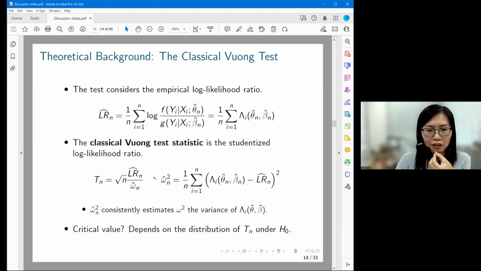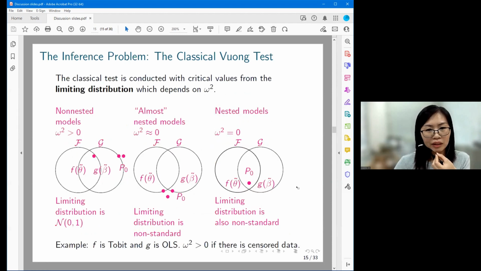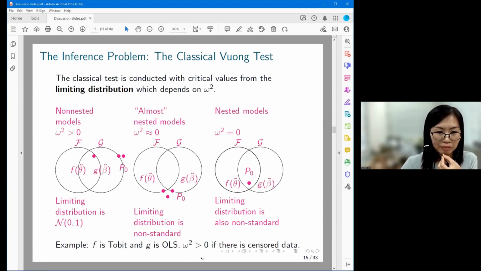What critical value should you be using? That should depend on the distribution of the test statistic under the null hypothesis. Supposedly, it should be the 1 minus alpha quantile of that distribution, so that the type 1 error rate will be controlled at alpha. But then what is the distribution of the test statistic under the null hypothesis? This is the picture that Eric wants to show in his slides.